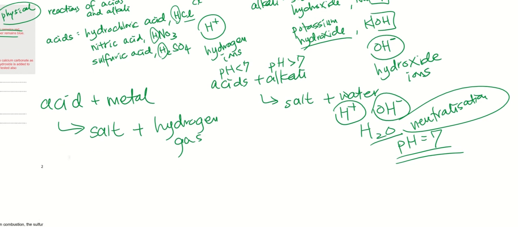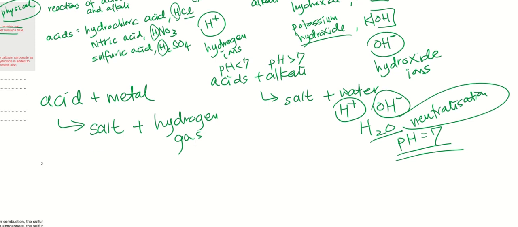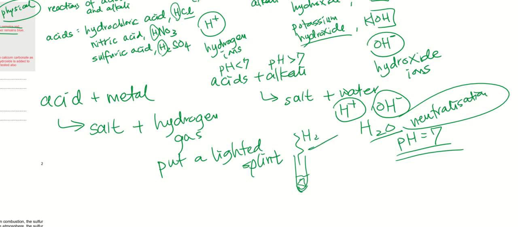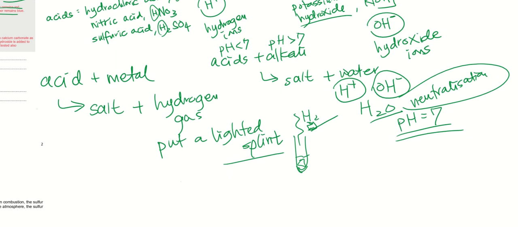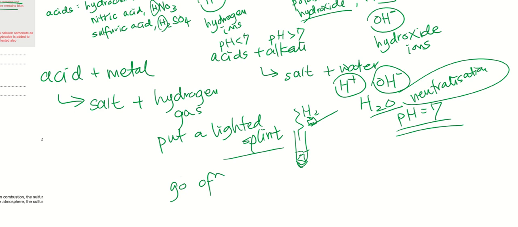So how do we test for hydrogen gas? Okay, once the gas is produced, we put a lighted splint. Let's say we do it in a test tube. Okay, we add some metal, then the acid, then there'll be some hydrogen gas. If we add in a lighted splint, so what will happen to this lighted splint? It will go off. It will extinguish with a pop sound. So these are things that you need to memorize.